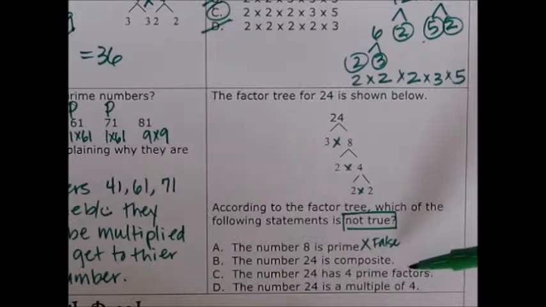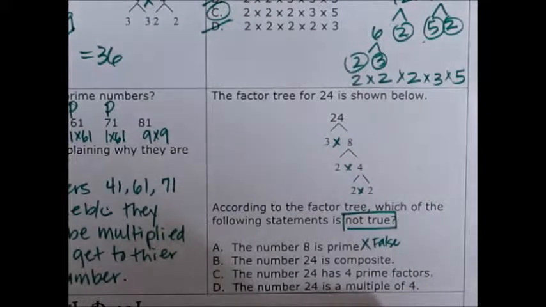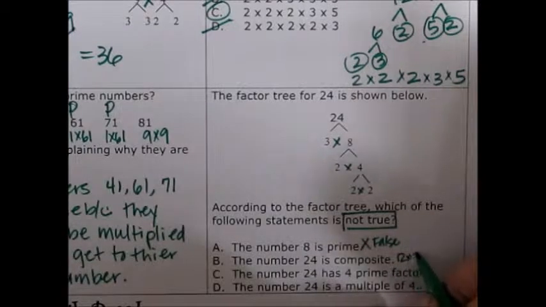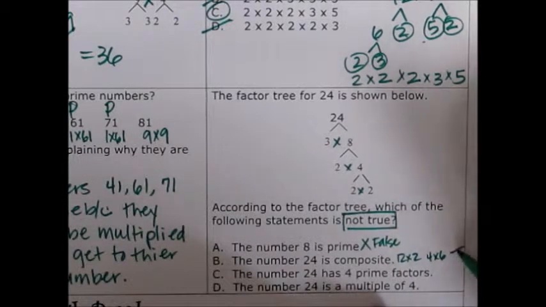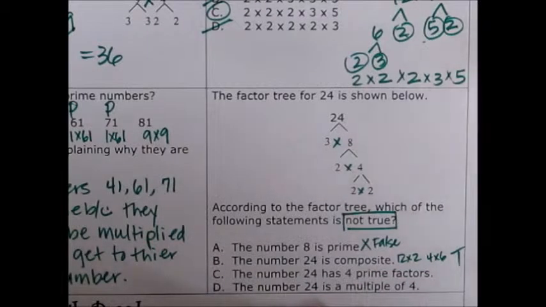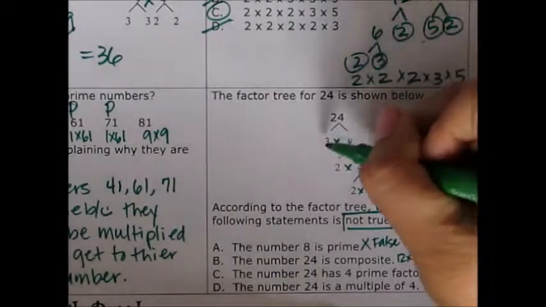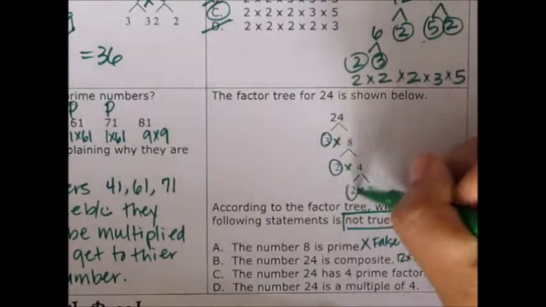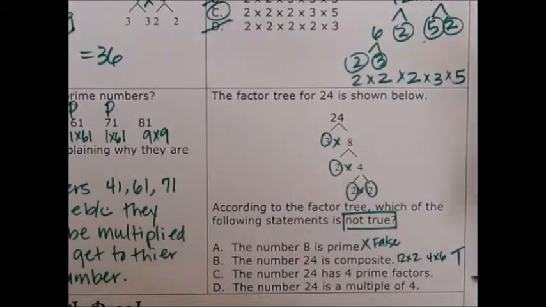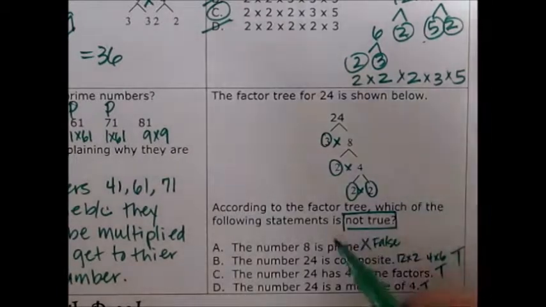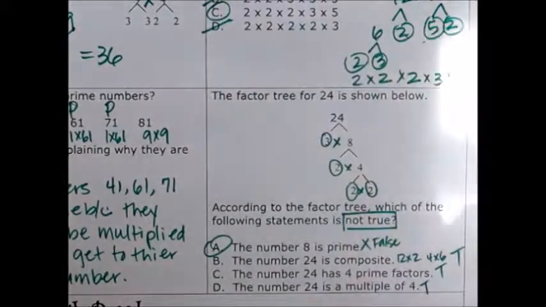The number 24 is composite. Yes, that means that you can get to 24 in different ways. So up here we have 3 times 8, but we could also do 12 times 2 and 4 times 6. So this one is true. The number 24 has 4 prime factors. That is true, because here we go, we circle them. We have 3, we have 2, we have 2 and 2. That's 4 prime factors, so this is true. The number 24 is a multiple of 4. Yeah, we just said 4 times 6, so that is true as well. So our answer of not being true is A.